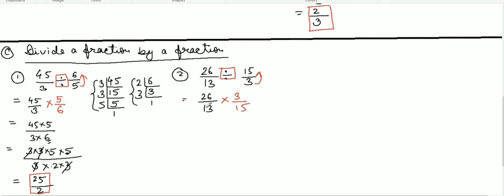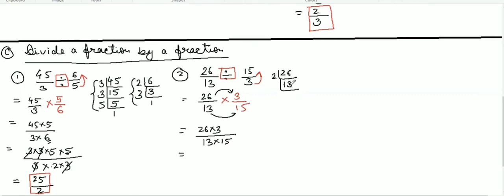Then multiply. Now here, for multiplication of fraction by fraction, multiply numerator by numerator and denominator by denominator. So 26 multiplied by 3 over 13 multiplied by 15. Now for 26, what will we write down? Find out the factors of 26. We can divide 26 by 2, and we get 2 by 1 is 2, 2 by 13. So 13 multiplied by 2 will give 26.